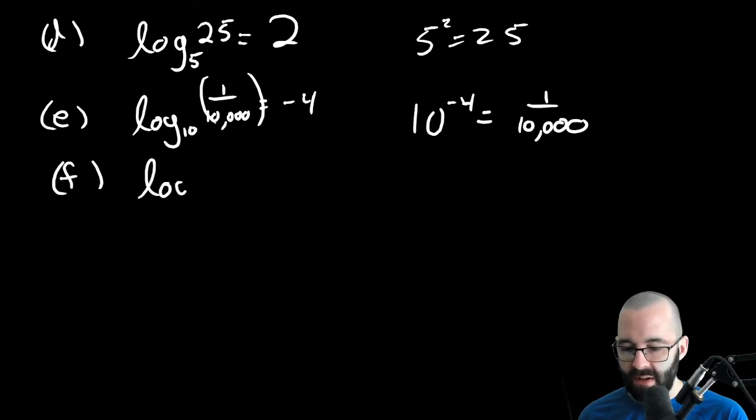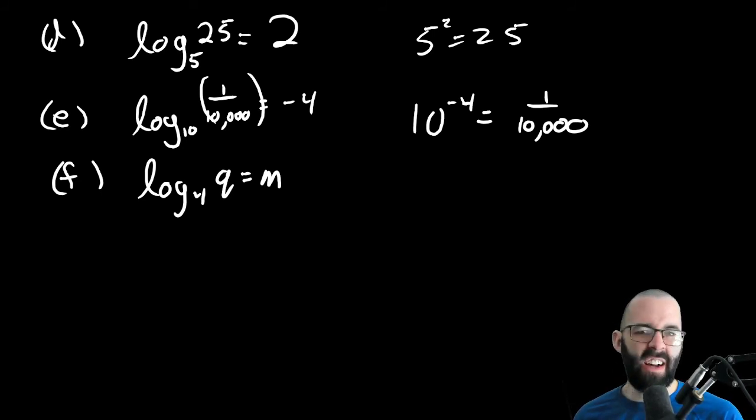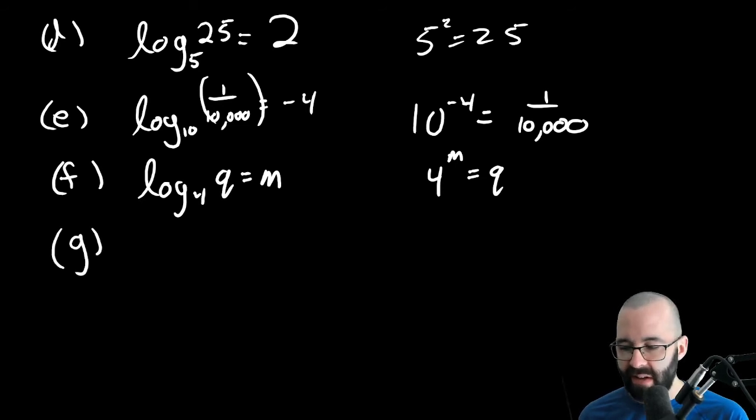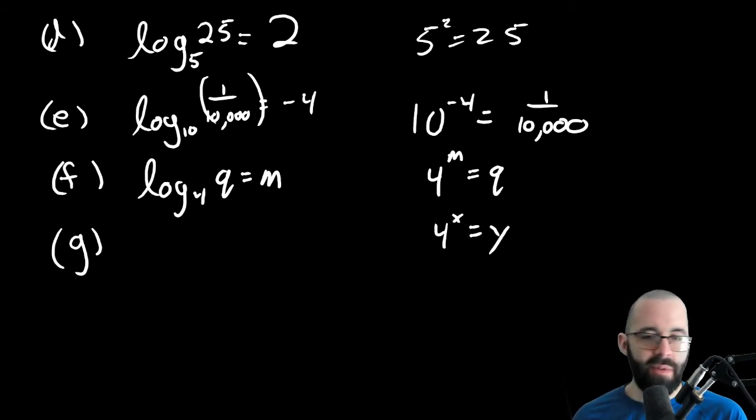do 2 more. Log base 4 of q equals m. Well, I'm assuming this is a true statement, but I don't really know what m and q are. But either way, we can do the same thing. This becomes 4 raised to the exponent of m equals q. We can do this all day. 4 to the x equals y. We just do the same thing.